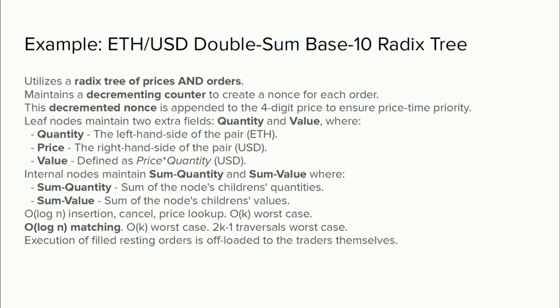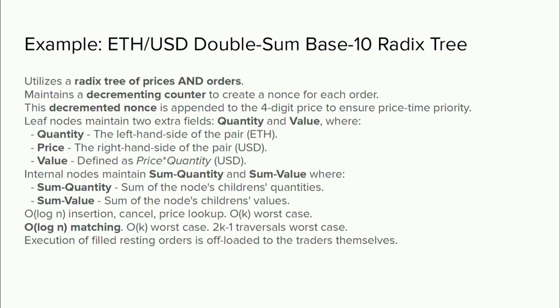quantity and value. Okay, so I'm going to need to define some things. So we have an ETH USD pair. Quantity is the left-hand side of the pair, or the base in quote, right? That's probably what a lot of people are familiar with. I'm going to say left-hand side, right-hand side, because I find it more understandable. So we have quantity, which is left-hand side of the pair, ETH, and price, which is the right-hand side of the pair, USD, and value, which is price times quantity, and the result is in USD.